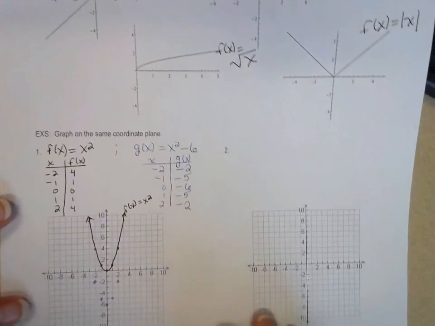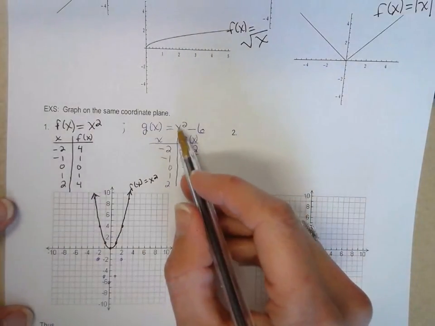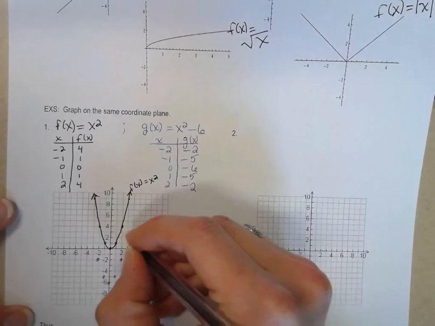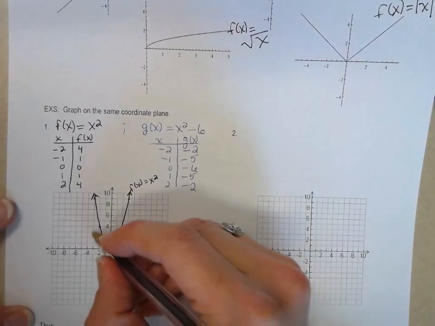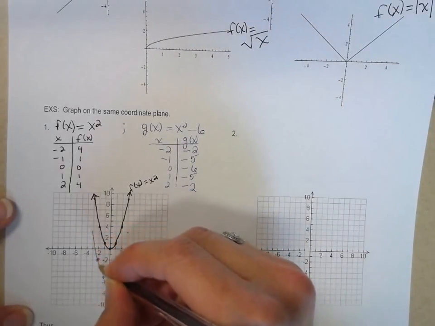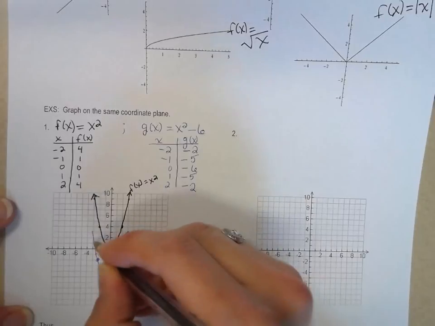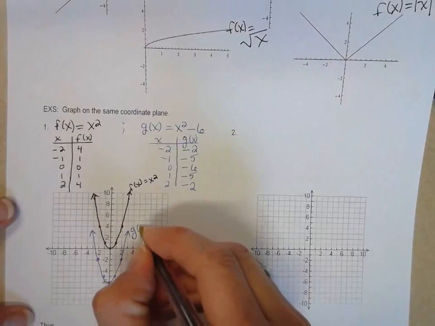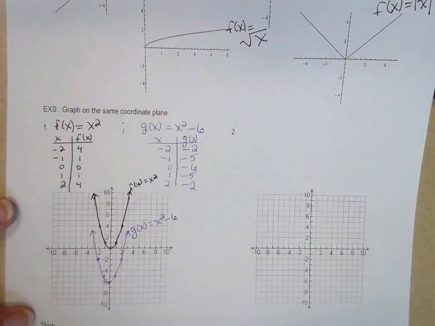And we could keep going. Sorry, my graph was cut off there. If we wanted to do 3, that would be 9 minus 6, which is 3. So at 3, we would be here at 3. And by symmetry, at negative 3 we'd also be at 3. We could keep going if we wanted to, but that certainly is enough to see what is happening with this g of x graph. So we can see our g of x here, x squared minus 6.